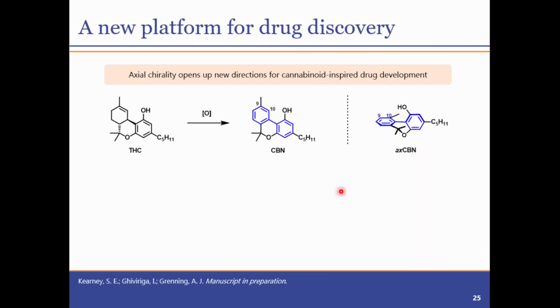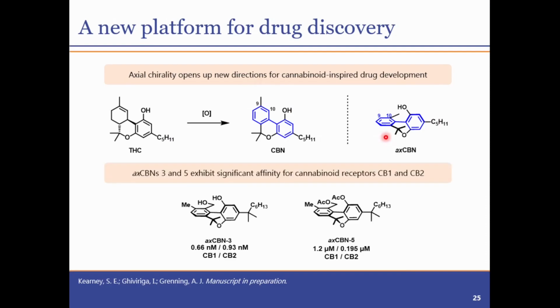So in summary, hopefully I've introduced to you guys that we have a new platform for drug discovery inspired by cannabinoids. And that's really made possible by axial chirality. So capitalizing on axial chirality can really open up new directions for drug development in this space. So taking this very flat cannabinol molecule, imparting 3-dimensionality through axial chirality to make it a better drug molecule can open up a really, really fun new direction for drug development. And we have very encouraging initial preliminary data suggesting that these kinds of molecules are in fact active and do bind with significant affinity for the cannabinoid receptors.